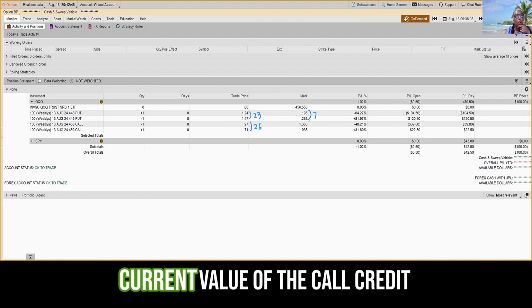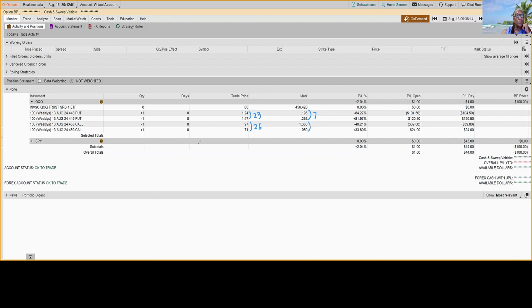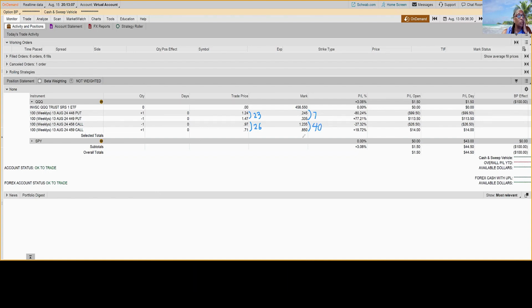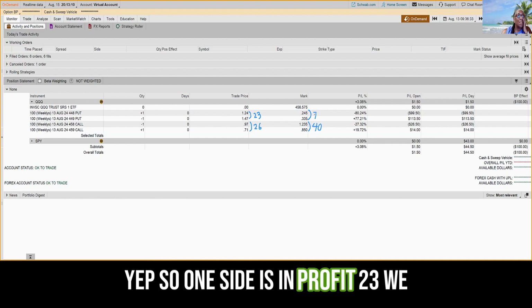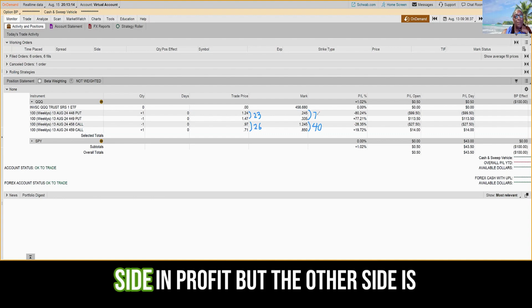Right? Current value of the call credit spread. 43.50, and it's been moving around, so about $40. So one side is in profit. 23, we have to buy it back for 7. That side's in profit, but the other side is not.